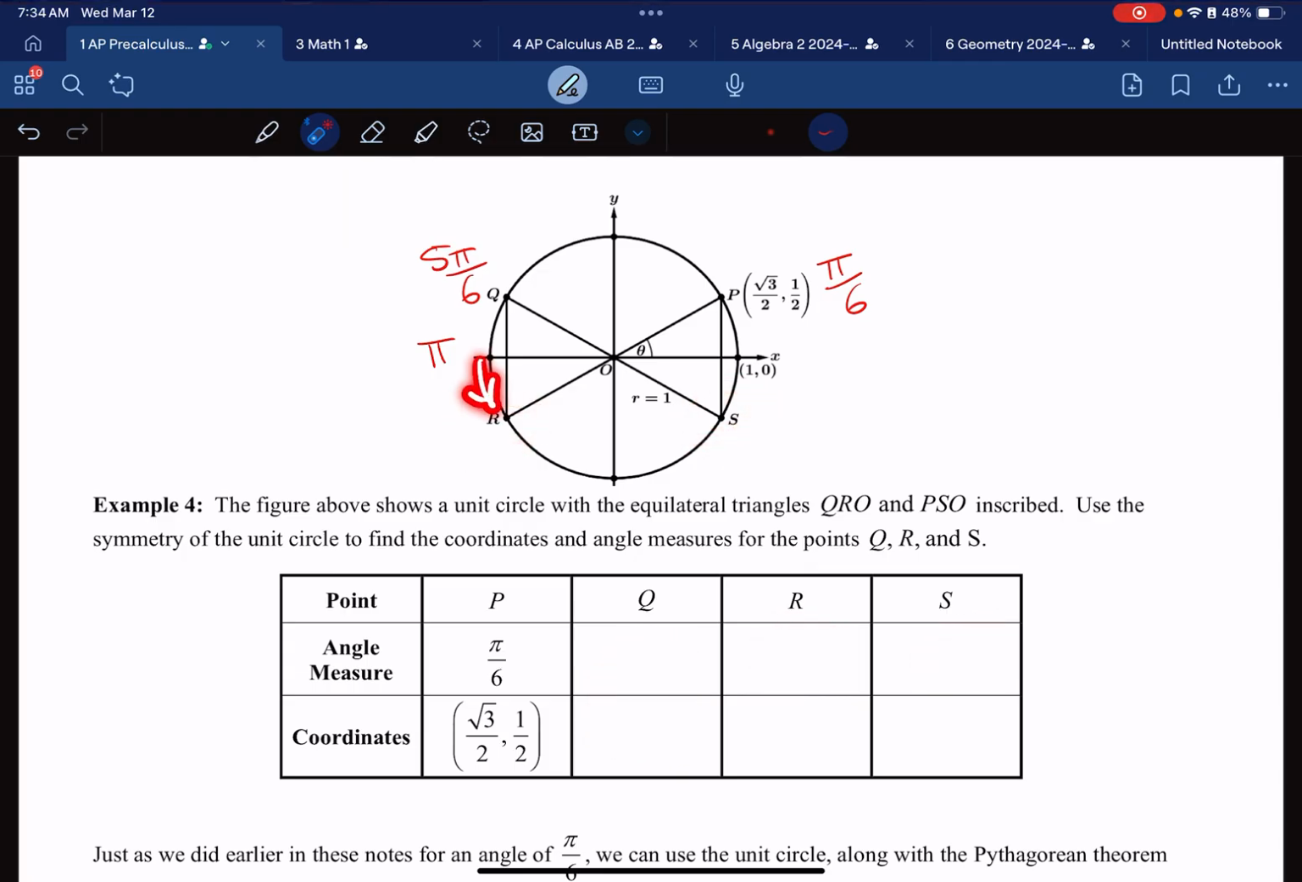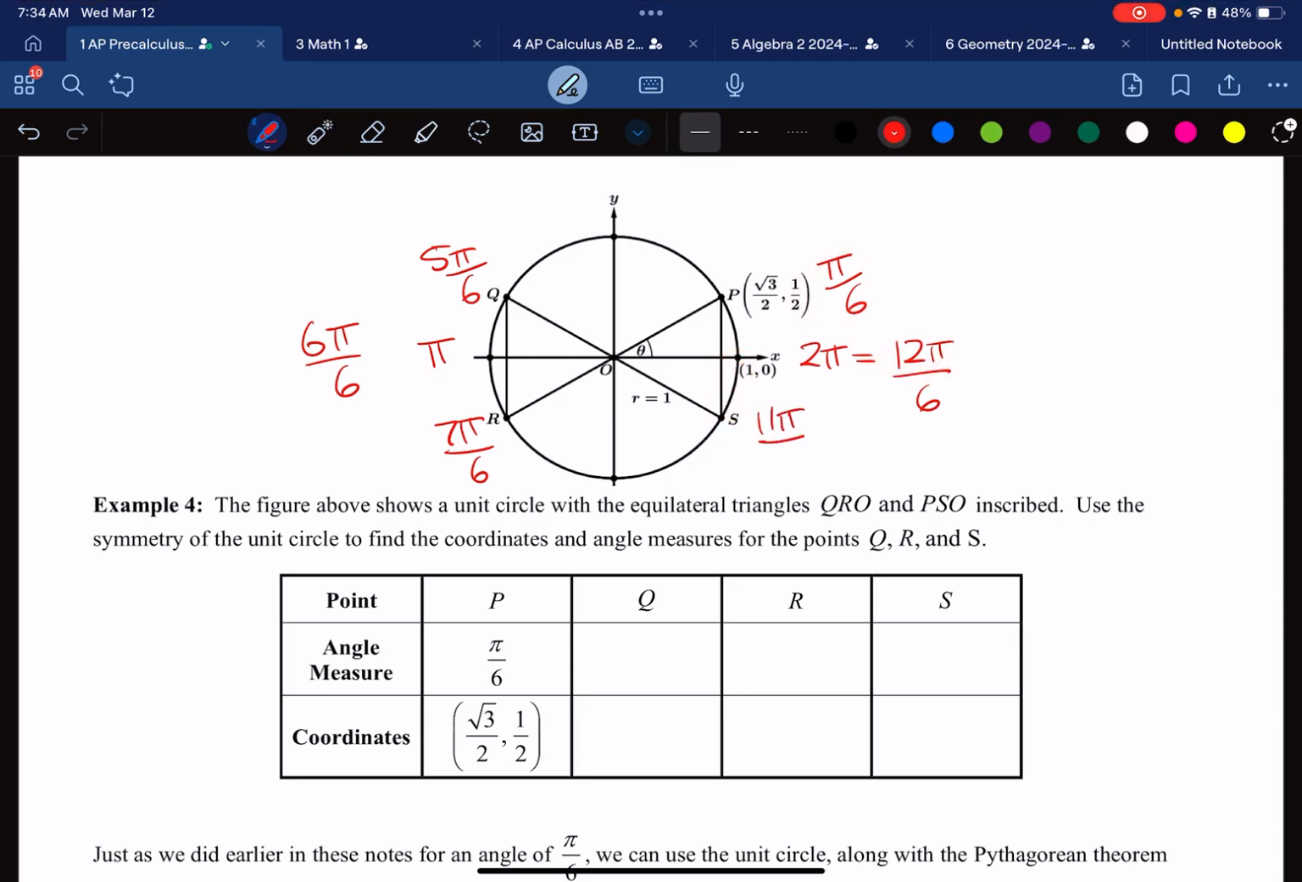And then if I go forwards of pi over 6, you have technically 6 pi over 6, which is the same thing as pi. And if I go another pi over 6, you get to 7 pi over 6. Over here for S, we go all the way to 2 pi, which is really the same thing as 12 pi over 6. I made sure that my denominators are all the same. Like denominators make it easy to add and subtract fractions. If I have 12 pi over 6 and I go backwards pi over 6 in the clockwise direction, I go minus 1, I get to 11 pi over 6.